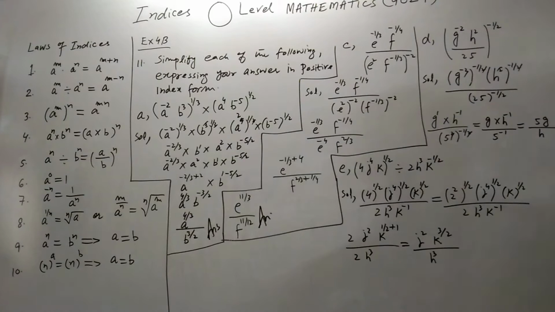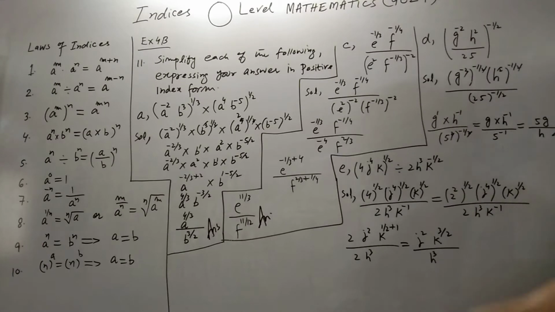What is law number 7? I want to convert this h to the power minus 1 to h to the power plus 1, so move it into the denominator side, and this denominator 5 to the power minus 1 becomes 5 to the power 1. It means we must move this denominator to the numerator side. So this is our answer, 5g upon h. No need to write g to the power 1 and h to the power 1. It is obvious that if there is no power, it means the power is 1.